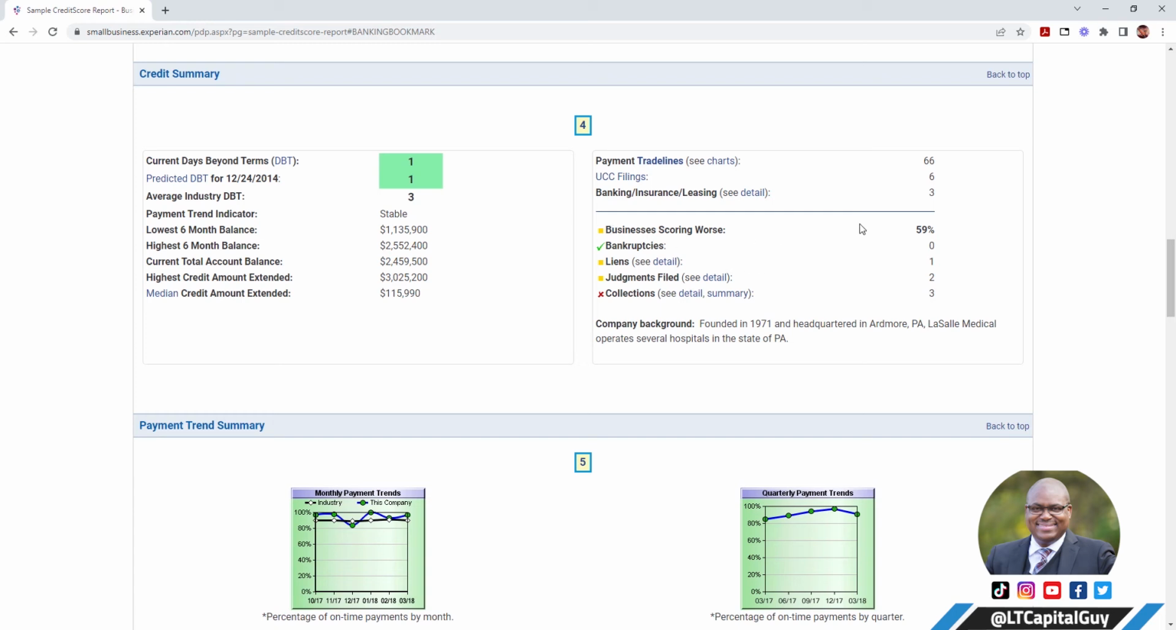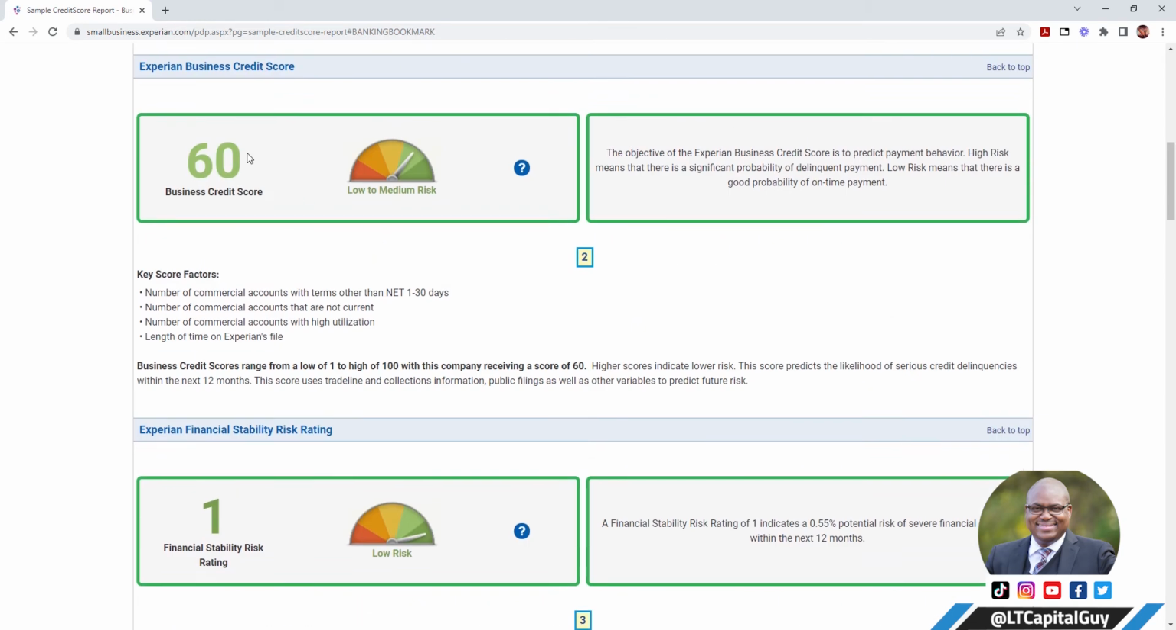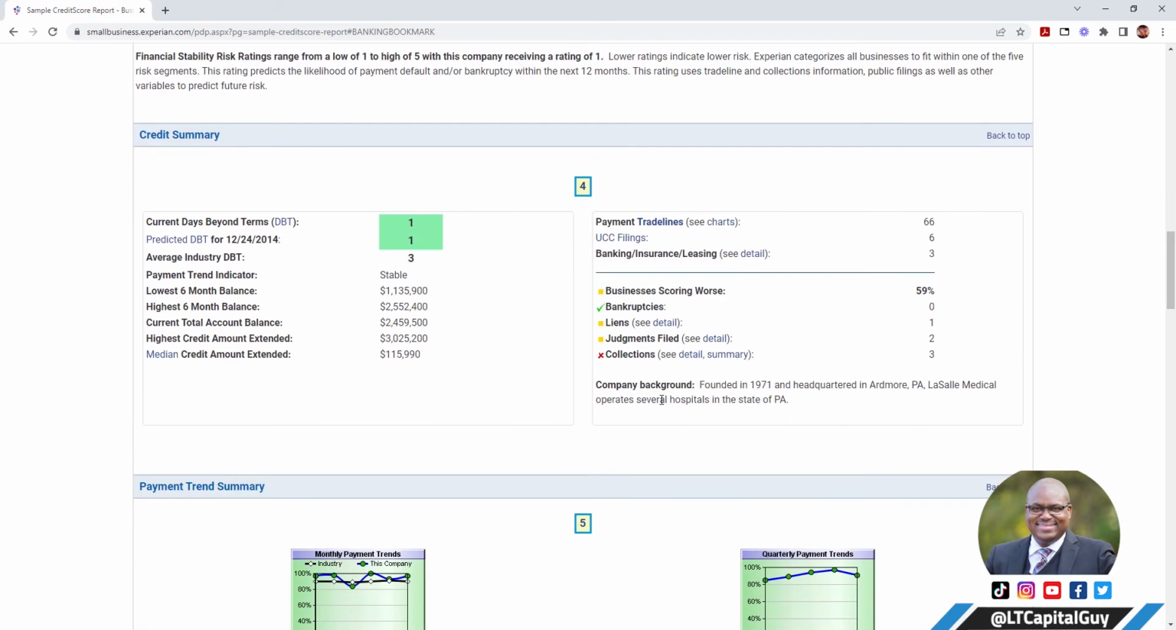Looking at businesses scoring worse, this is based on the industry. It looks like about 59% of the businesses in the industry are scoring worse than we are, at our 60 for this company. So again, that's in the low to mid upper percentile for this company based on this category.